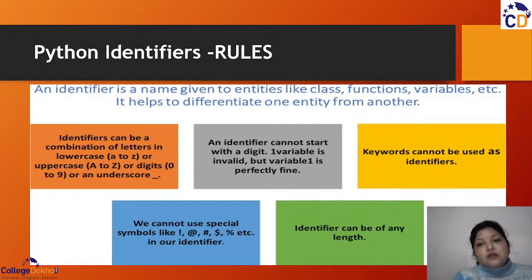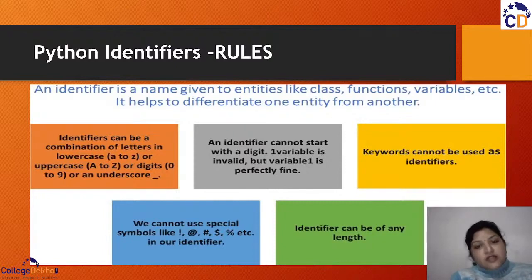Now let us start with some rules of this. Identifiers can be a combination of letters in lowercase a to z or uppercase A to Z, or digits from 0 to 9, or an underscore. Nothing else is defined under an identifier's name. You cannot take special characters in this, except underscore.